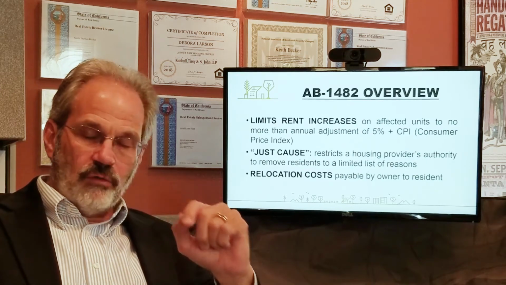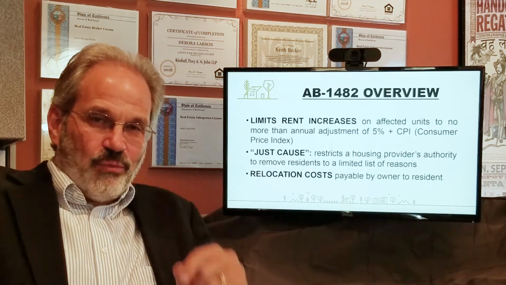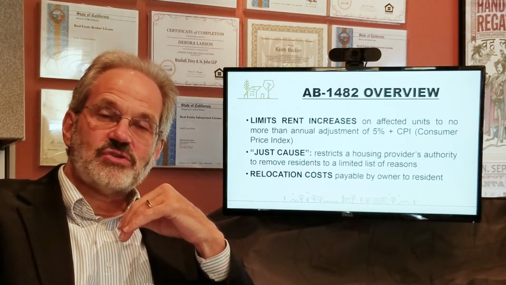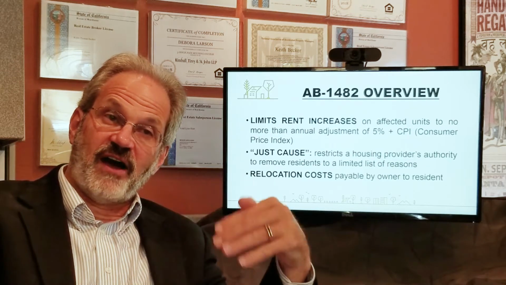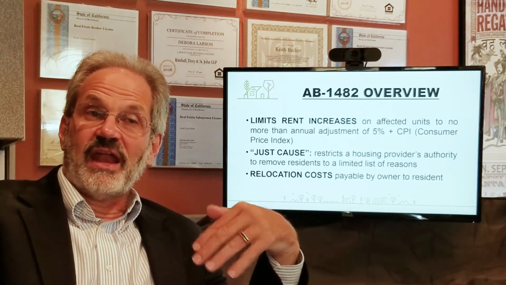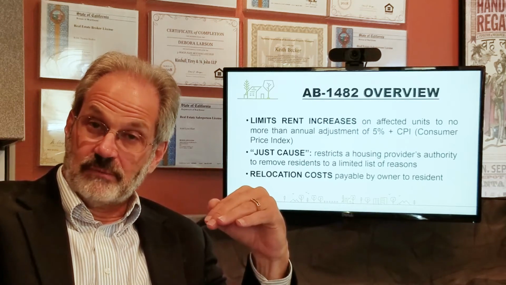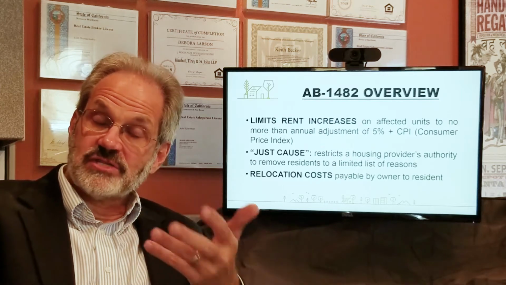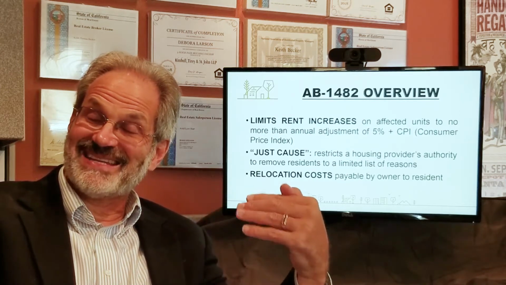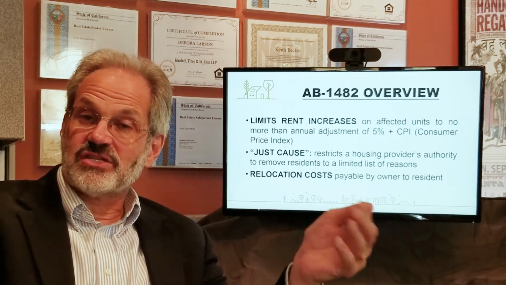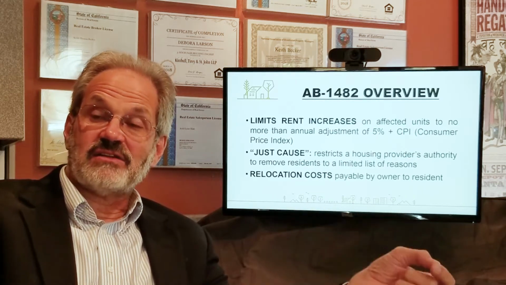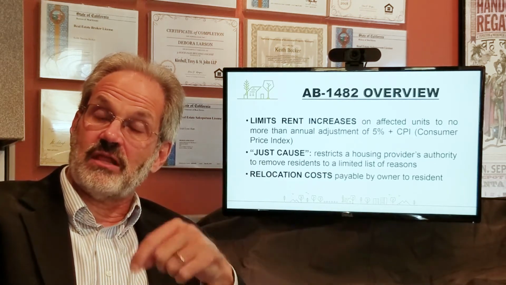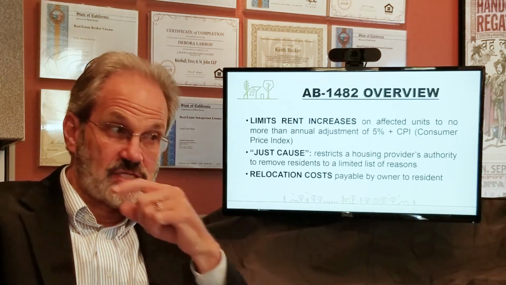From the top, as an overview, AB 1482 is indeed a rent control ordinance law. It limits rent increases to no more than 5% plus CPI, with an absolute cap of no more than 10%. It limits the reasons why the housing provider might request or require a tenant to vacate an applicable property, and in some instances, it requires that the landlord, the owner, provide the tenant relocation costs when the tenant vacates.